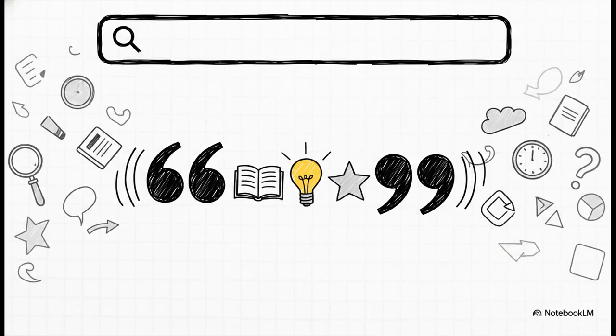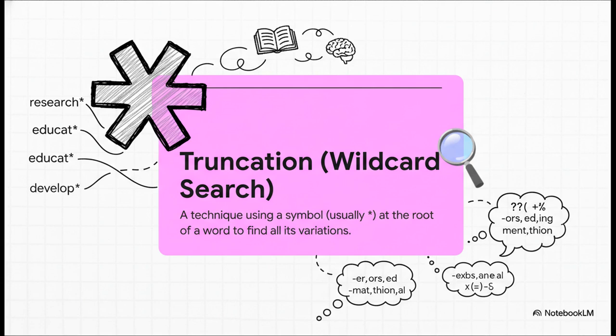Here's another simple but absolute game-changing trick. If you're looking for an exact phrase, just wrap it in quotation marks. This tells the search engine to find those exact words in that specific order. It gets rid of thousands of irrelevant results. And now for my personal favorite time saver, truncation. This is where you use a symbol, it's usually an asterisk, at the end of a word's root, and it finds all of its different endings all at once. It's just an elegant solution to a really common problem.